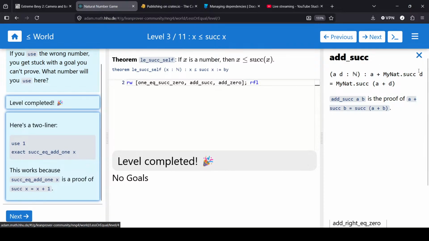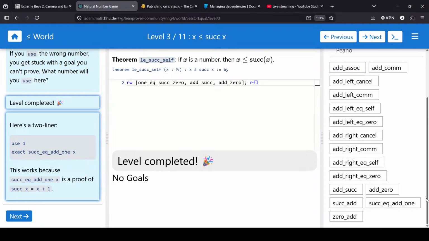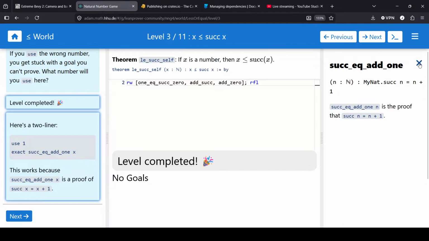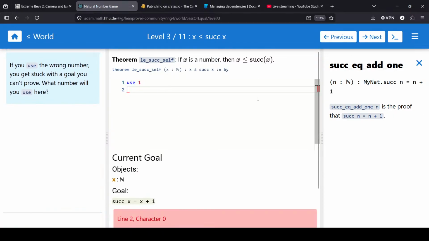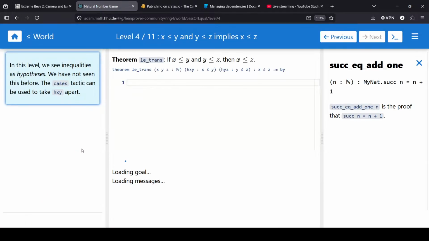Oh, there was a... wait. Suck, eek, add 1. Where was that? Oh, this one. Oh, okay. So we just had this the entire time. I did not realize. Okay, that is my bad. So what would that look like? If I'm here at this point, this is proof that successor n equals n plus 1. Okay, yeah. Then I can just go exact suck, eek, add 1. Welp. That's kind of silly.